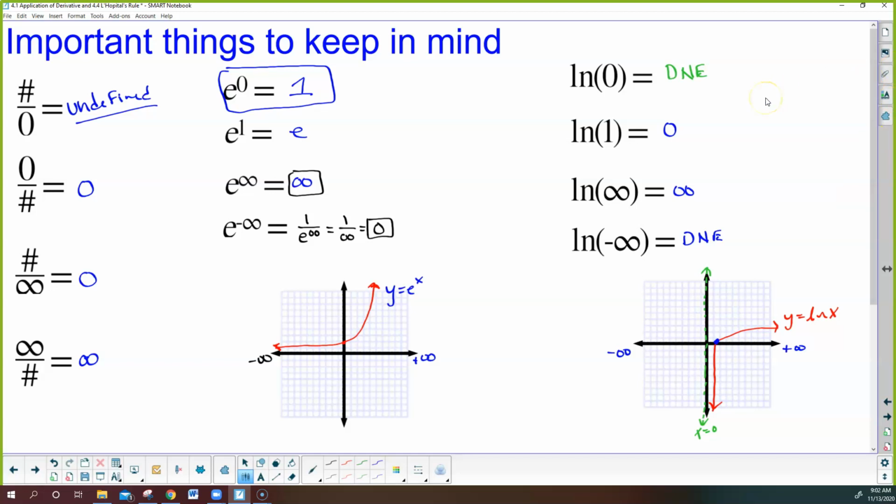All right, so those are just important things to keep in mind. I think visually, and that's what helps me kind of memorize these pieces, but there's also, you could do change of bases and get these as well.